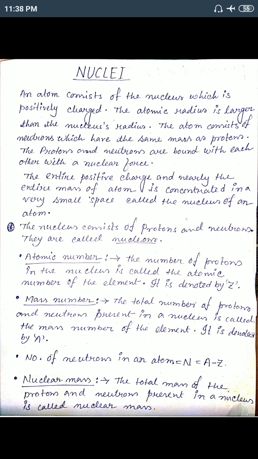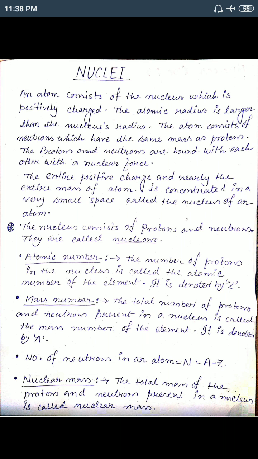Mass number is the total number of protons and neutrons present in a nucleus. Because the nucleus consists of protons and neutrons, the total amount of protons and neutrons, or you can say the total number of nucleons present in a nucleus, is called the mass number. It is denoted by capital A.